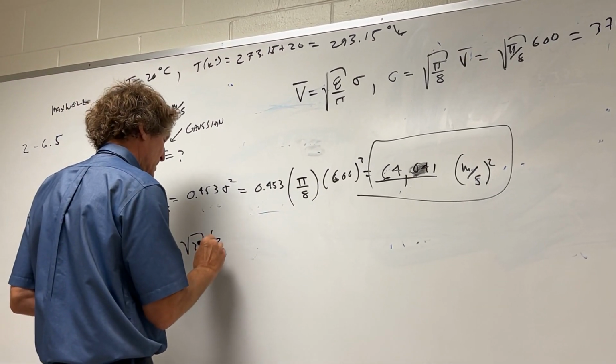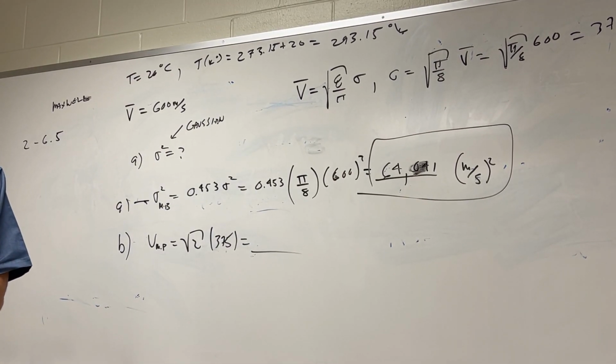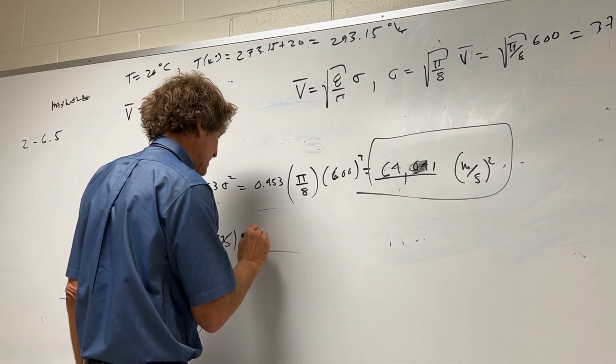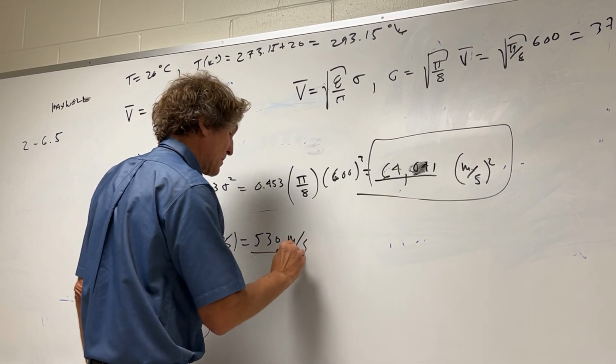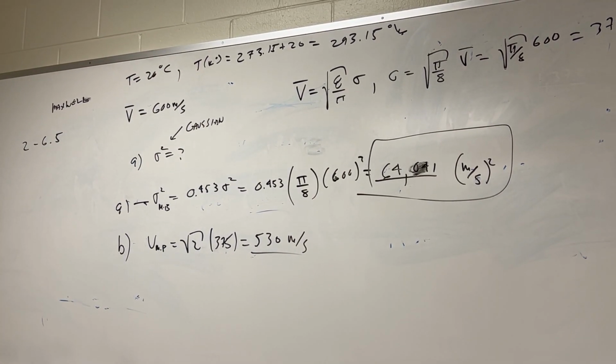375. And what do you get for that? It's all right. You don't have to do it. 530. 530? Yes. What? 530? Right. Now, what's the next part?